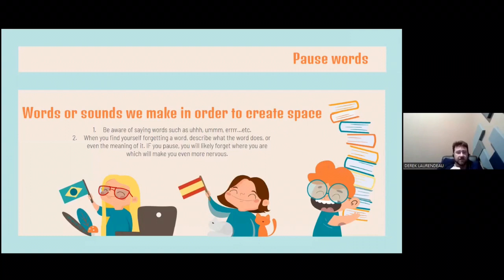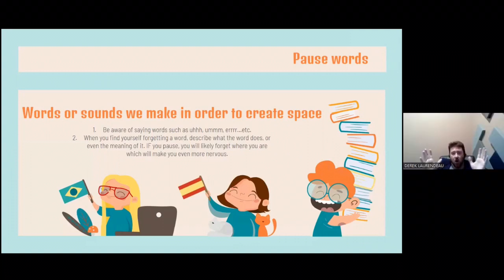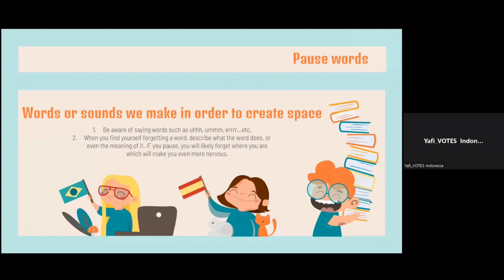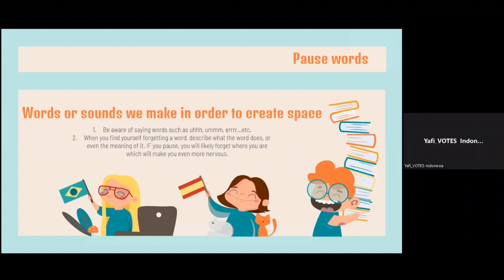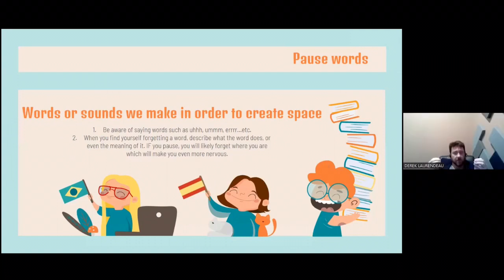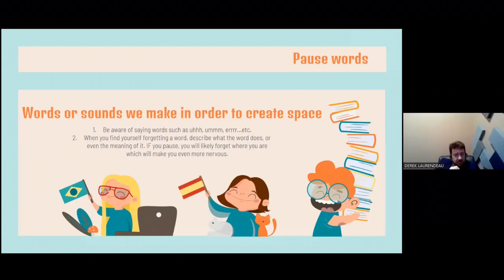So one of the things that you can practice in order to not use pause words, this is the really big word, circumlocution. What that means is if you forget a word, don't stop. Don't stop talking. Don't think, what was that word? It's okay. You know what you mean. So instead of trying to use that exact word, talk around it. Tell us what the word means.